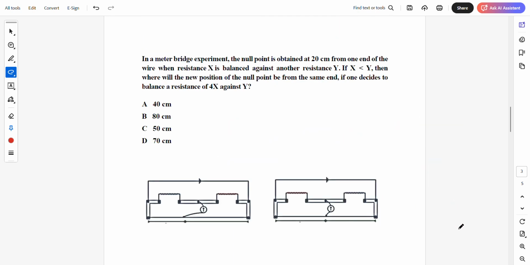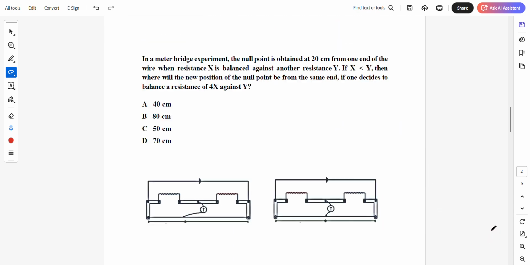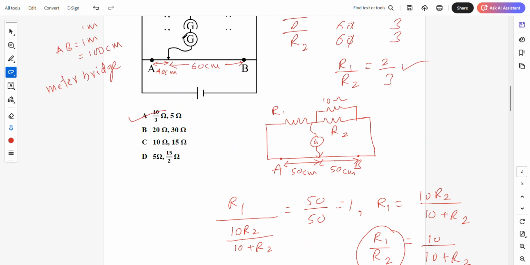Therefore how much will be R1? R1 will be equal to 2 by 3 R2, that is 2 by 3 into 5, which is 10 by 3 ohm. R1 is 10 by 3 ohm, R2 is 5. So this is the correct answer. Hope you understood. It's a very easy sum.